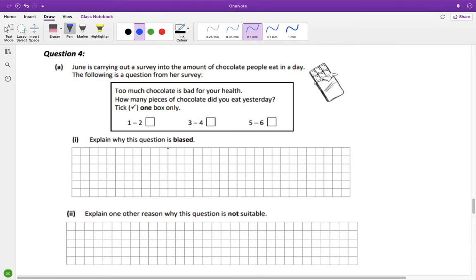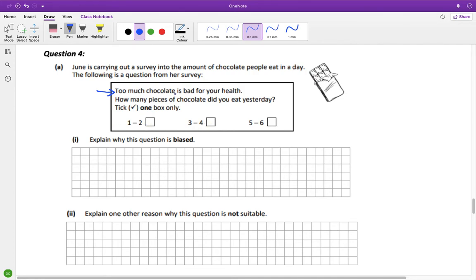So it's biased because in this first line, she tells you that too much chocolate is bad for your health. So then you're asked how many did you eat? You're like, oh my god, I can't tell her I ate 6. So you're pushed down this way. And if you did eat 6, you're probably going to say 3 to 4. And if you had 3 to 4, you're probably going to say 1 to 2.